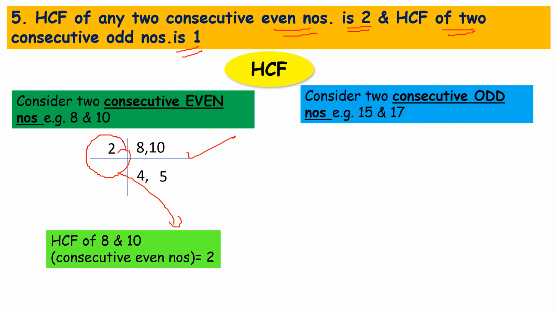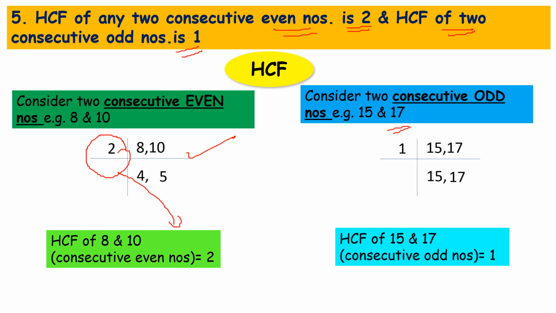And for two consecutive odd numbers, the HCF will be 1. Let's verify. Say 15 and 17, these are consecutive odd numbers, so the HCF should be 1. Correct? Right.